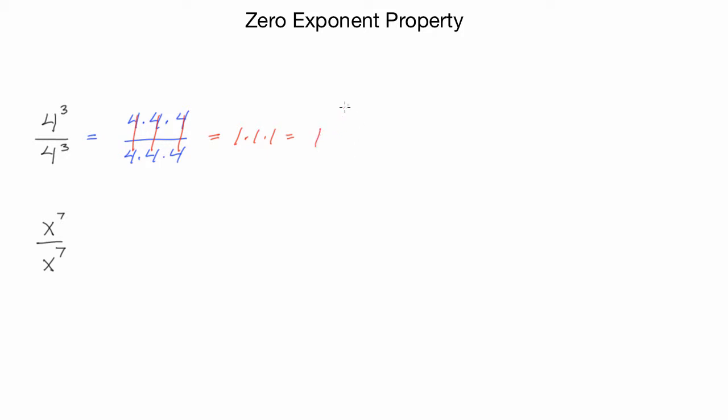Another way to think about it is 4 times 4 times 4 is just 64. So I could really rewrite that whole thing. 4 to the third is 64 on the top and 64 on the bottom. And we know that any number divided by itself equals 1. So there's a couple ways of showing, either by division or by just simplifying the exponent, that 4 to the third divided by 4 to the third is 1.